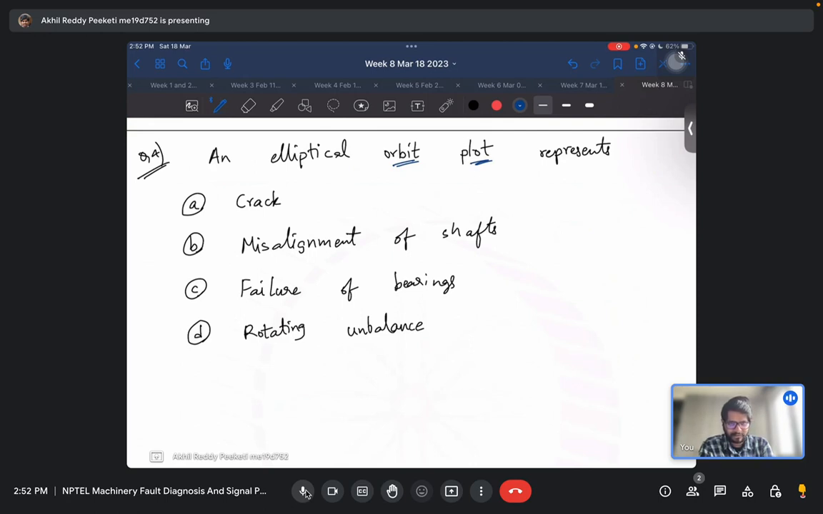There is one way to identify the misalignment, called the elliptical orbit plot. When you have this orbit plot, if it is elliptical in nature, what does it represent? Does it represent a crack, misalignment, failure of bearings, or rotating unbalance?